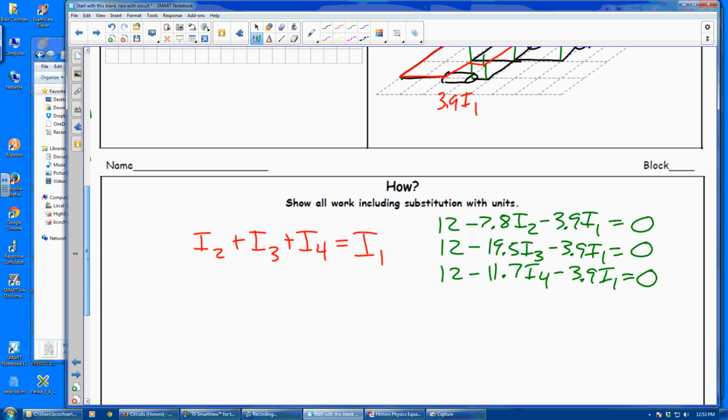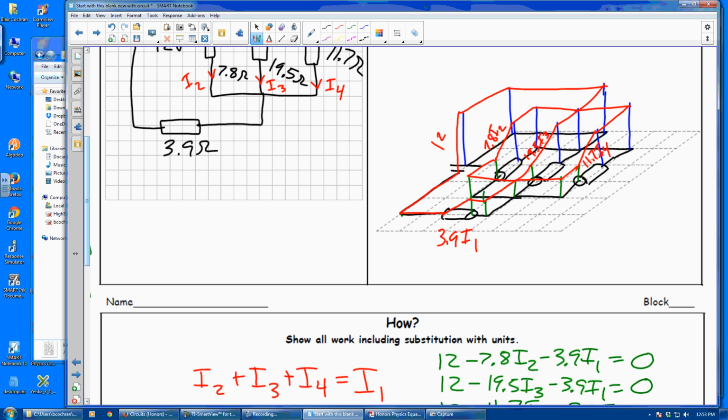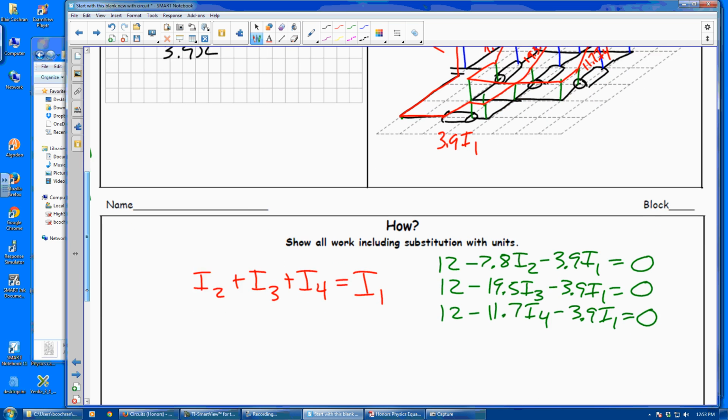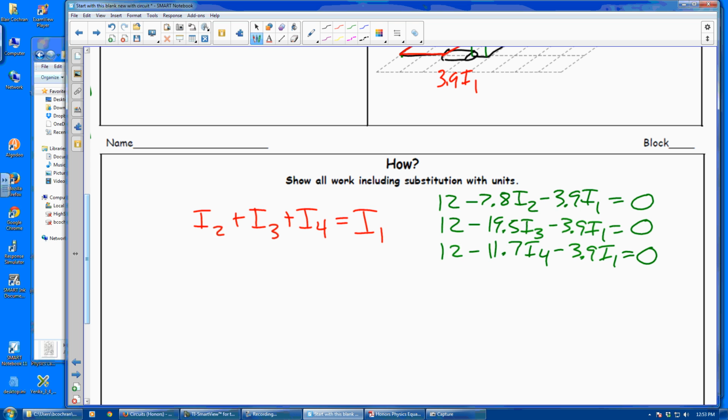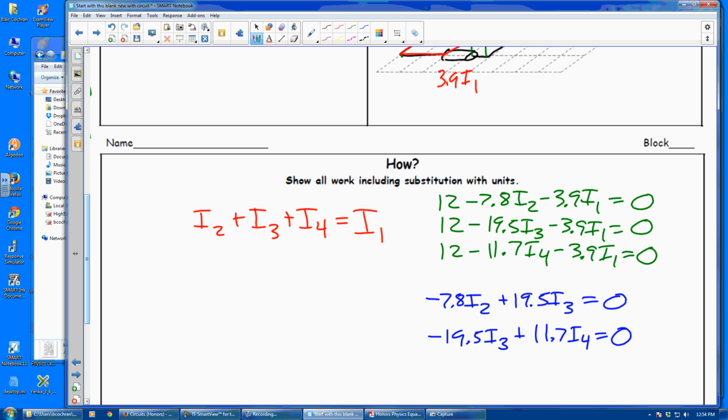I ran through the three big loops that are there, those 3 that go around and come down through each of the independent branches. Now, the last 3 that I can do, and I'm going to do them just to show, are the 3 that just go around that parallel part. I'm going to come down the 7.8, so minus 7.8 I2, then go back up through the center, so plus 19.5 I3 equals 0. That's the left-hand loop. Then for the right-hand loop, if I come down the center, I have negative 19.5 I3, and go back up the outside, giving me 11.7 I4 equals 0. And then completely around the outside, minus 7.8 I2 plus 11.7 I4 equals 0. So those are my other 3.